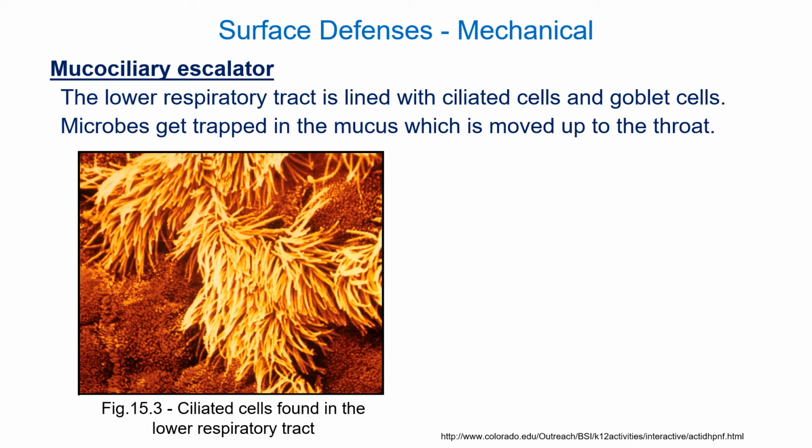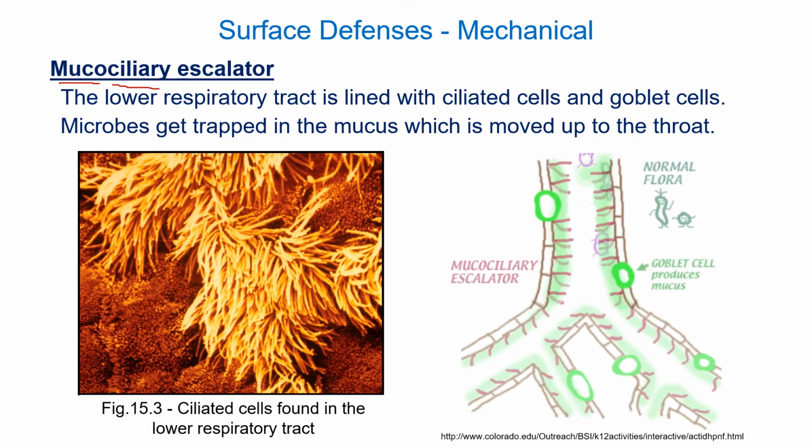I also mentioned there were mechanical defenses. So a big part of our mechanical defenses is this muco, so muco for mucus, ciliary for cilia, escalator. So take a look here on the left. You can see this diagram of all these cilia. Remember cilia, we talked about them when we were talking about protists, is that these are little projections that actually can move cells around. In this case, these are not moving cells around, they're actually moving mucus around. I'll show you there's an animation here.